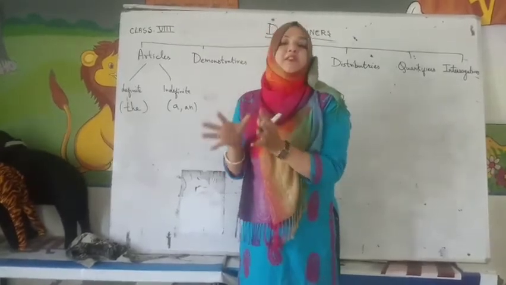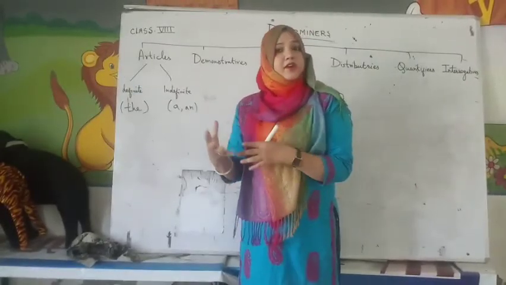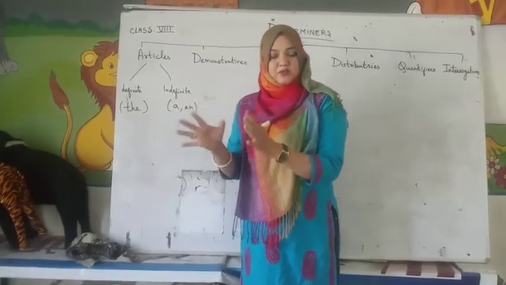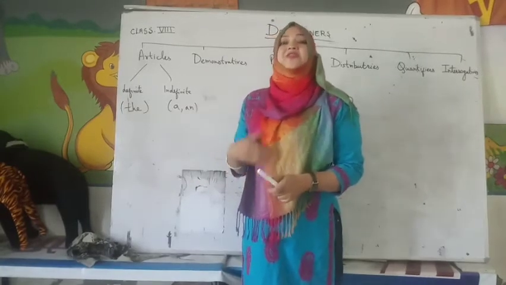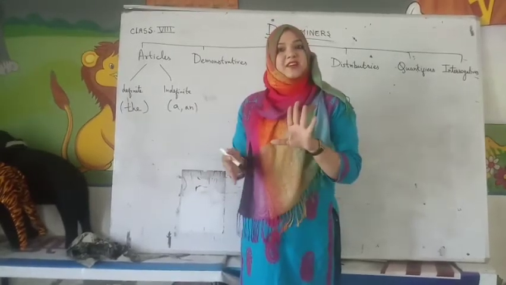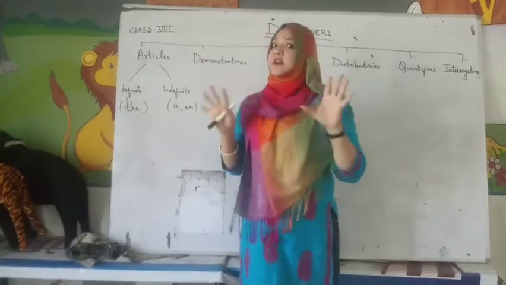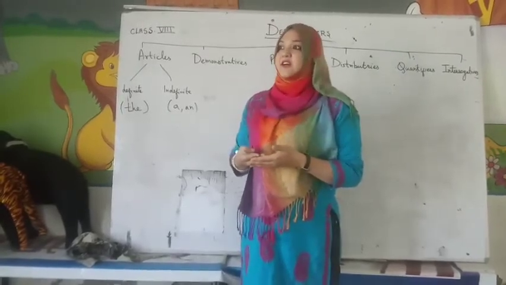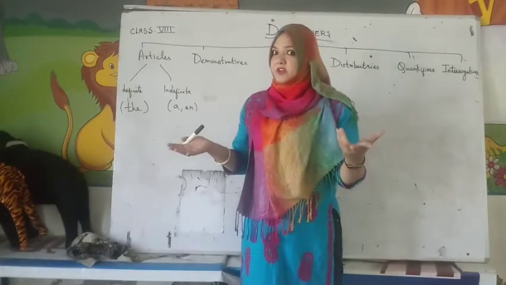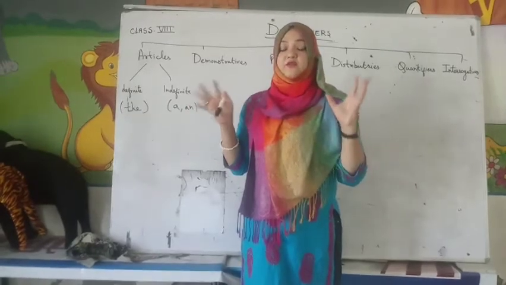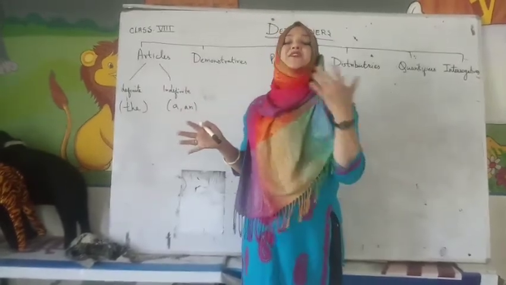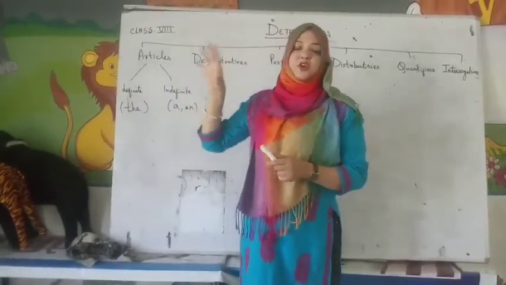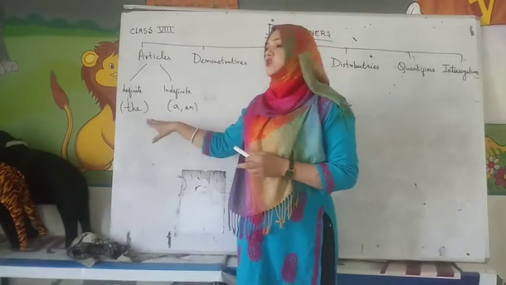The reason being, if you use the in front of any noun, it means that it is a particular noun. No other noun is like that; there's only one of its kind. Suppose the sun: there is only one sun, there is no other sun. So, the sun. Or if you use it in front of the Taj Mahal, it's one of its kind. There is no other Taj Mahal. So when we're talking about a particular noun, there we use the.